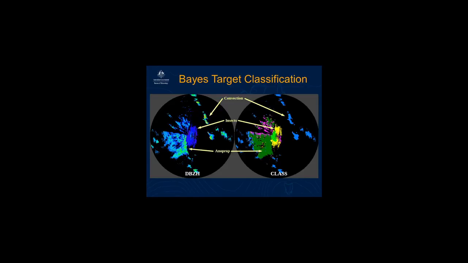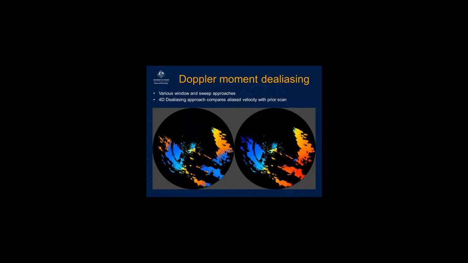So here we have the classification. We have rain, we have clear air, insects, and then the dark green is where we have this anomalous propagation. This purple is another class of clutter, and so in the end it's the blue which we use for our rainfall estimations. And we also have to clean the Doppler data from its artifacts.